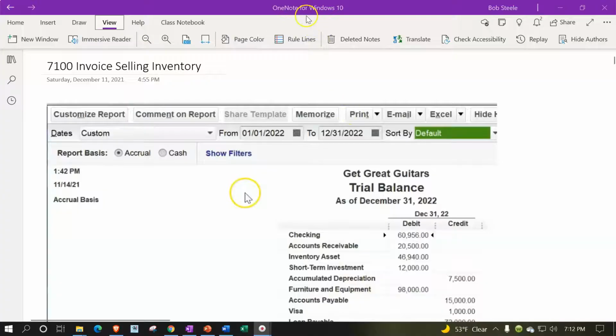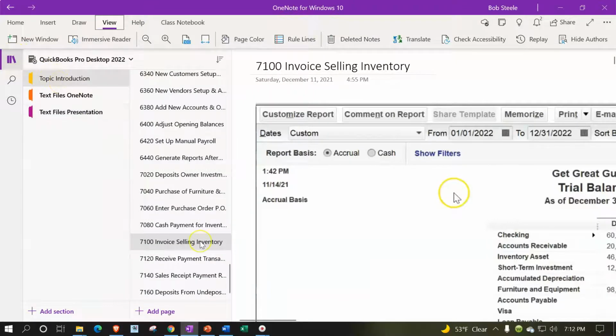If you have access to OneNote and would like to follow along, see the icon on the left-hand side, topic introduction 7100, Invoice, Selling Inventory. Also take a look at the immersive reader tool, topic introductions in the text area 2, same name, same number, but with transcripts. Transcripts can be translated into multiple languages and either listened to or read in them.